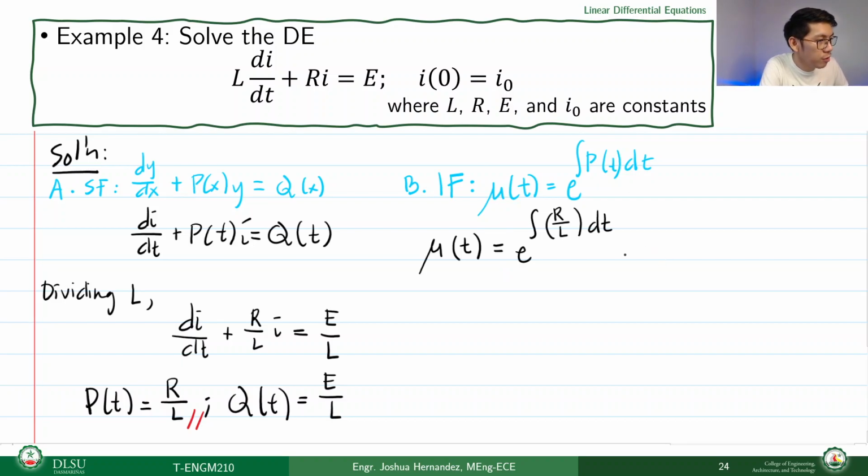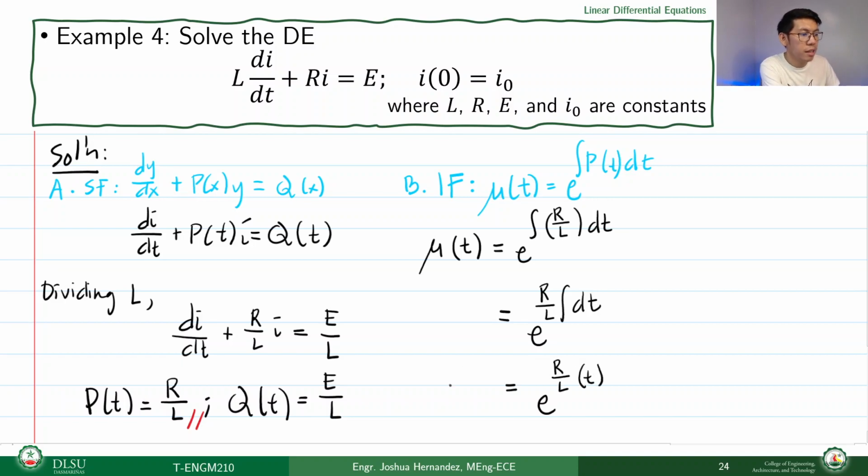Now, this is also equivalent to e raised to, well, in our given example, it was indicated that L, R, E, and i naught are constants. So R and L here are constants. In other words, we can factor this out: R over L, and we're left with the integral of dt. Integrating dt, we'll get R over L times t. And that's our integrating factor, mu of t.